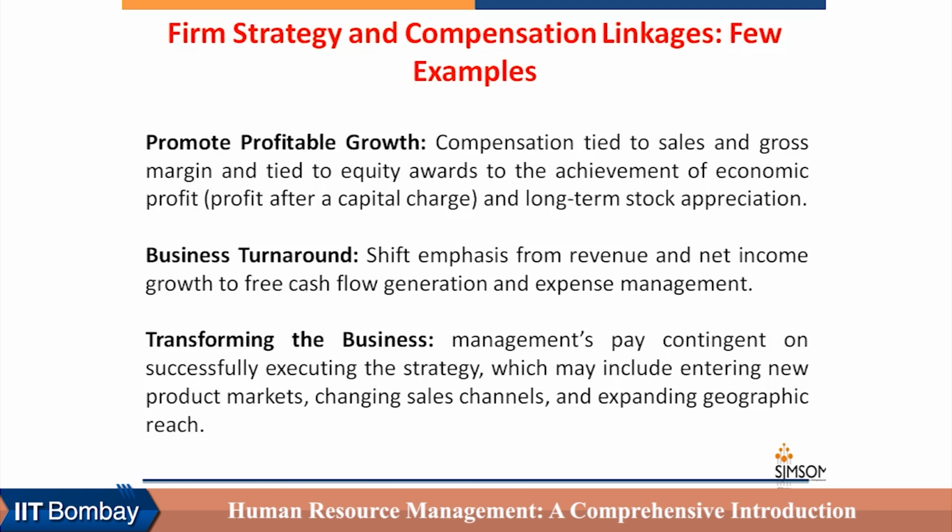If we have to have a general understanding about strategy and compensation, we can understand it through these three examples. If the organizational or strategic objective is to promote profitable growth, then most likely compensation should be tied to sales and gross margin, and it should be tied to equity reward and achievement of economic profit and long-term stock appreciation, because profitable growth is not an objective for a few quarters or 1 or 2 years. Generally an organization on the path of growth aims at growth over many years. So, it is important to connect compensation and rewards with the long-term performance of the organization. As a result, long-term stock appreciation can be linked with the long-term economic realization of the stock options. So, this is one example.